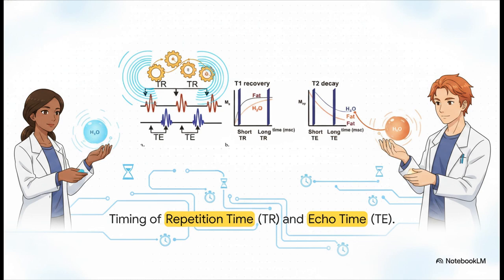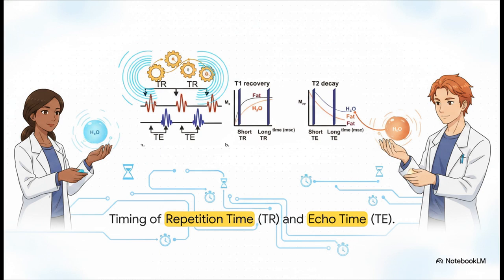Think about the timeline of a scan. Your repetition time, or TR, is simply the gap between consecutive radiofrequency excitation pulses applied to the exact same slice of tissue. Basically, it's how long we wait before starting the whole process over again. Then you've got your echo time, or TE. This is the precise amount of time we wait between delivering that initial RF pulse and actually listening for the peak of the returning echo signal.